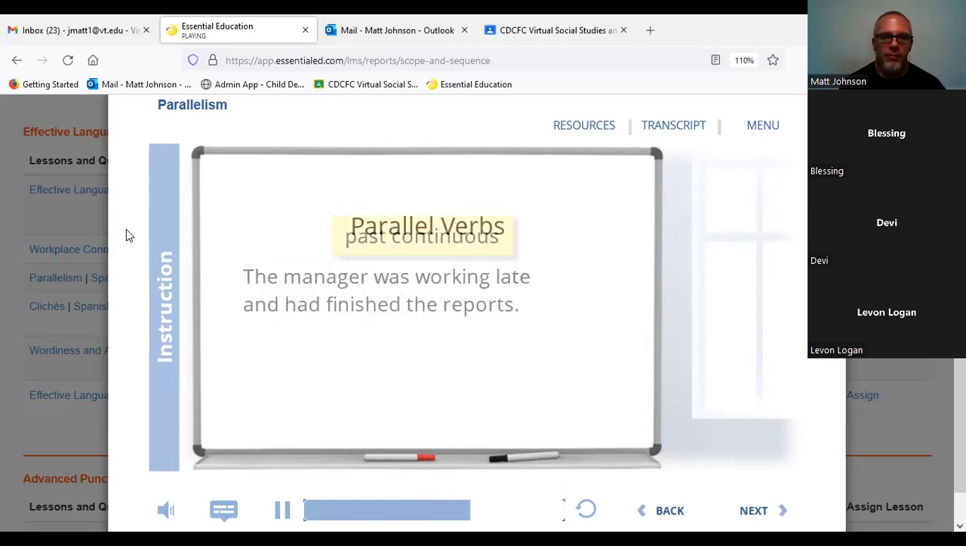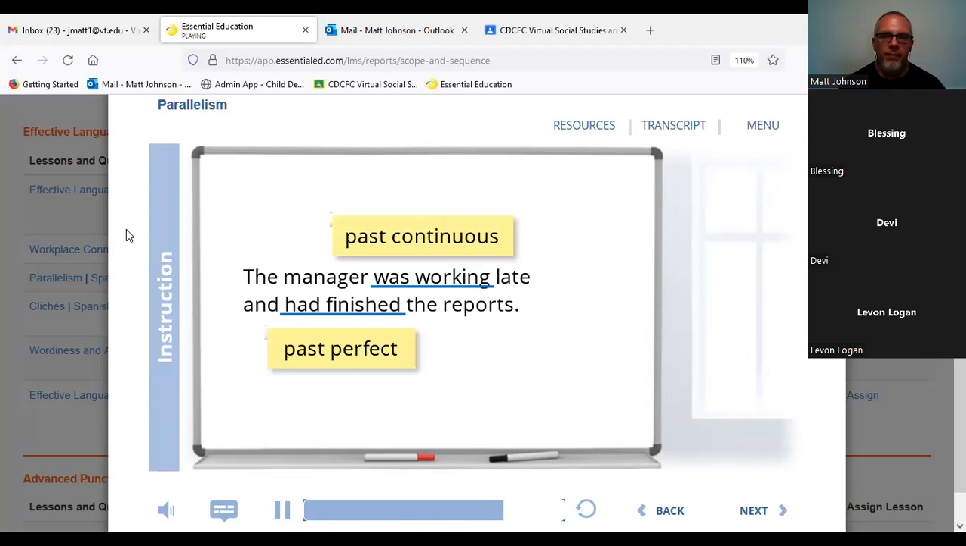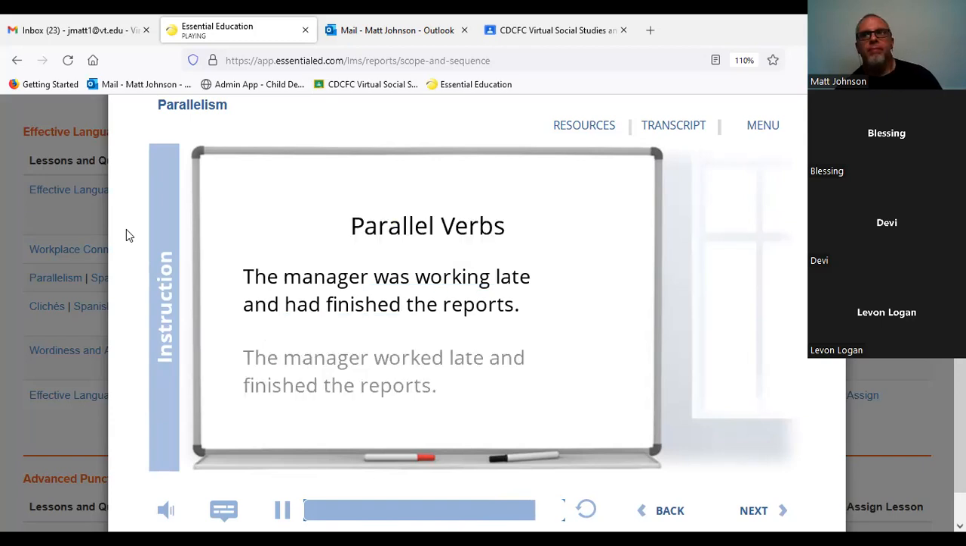How about this example? The manager was working late and had finished the reports. This sentence has two verbs again. Was working is the past continuous and had finished is past perfect. You want the verbs to match, right? So what verb tense do you really want? Always ask, is the simple tense just as good? You don't need to use more complex verbs if they don't add anything to your writing. So you might say, the manager worked late and finished the reports. Just remember, unless you have a reason to use different tenses, your verb forms should match. There's more information about verb forms in the resources.